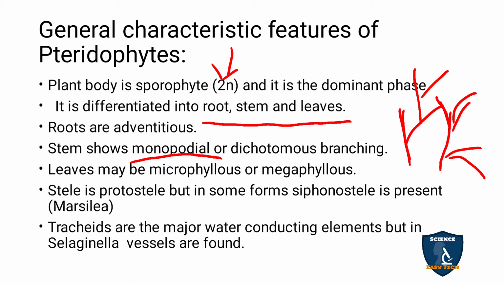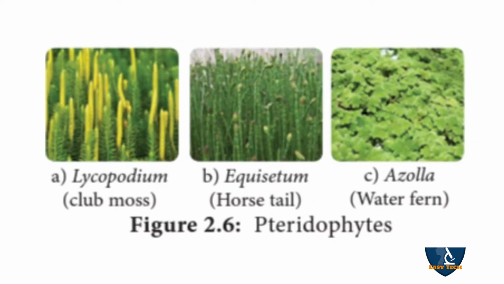Here the vascular tissues are present, and the chief water conducting element is tracheids. But in Selaginella, vessels are found. So it is an advancement of the vascular tissue, the vessels, and it is seen in Selaginella. In a 1 mark question they may ask. In NEET also they may ask, the vessels are found in Selaginella.